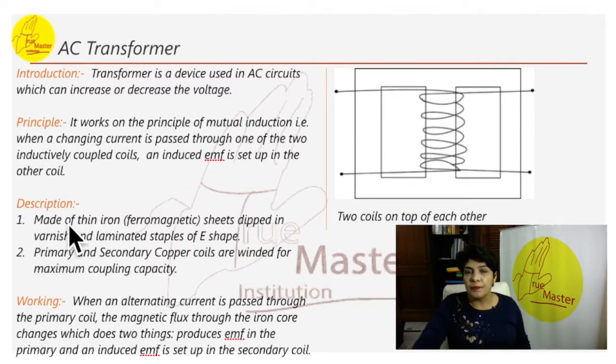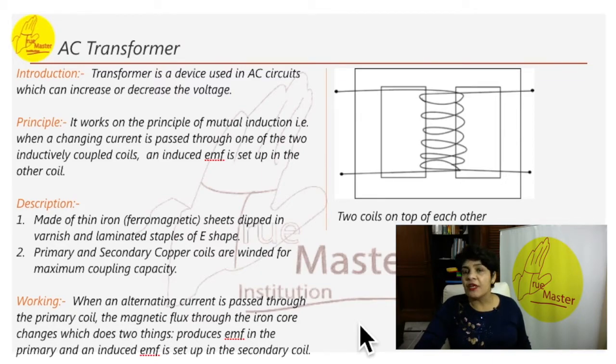So what is the description? It is made up of thin iron, ferromagnetic sheets. There are types of iron, and this one is ferromagnetic. It is made of iron ferromagnetic sheets dipped in varnish, laminated and stacked in an E shape. If you look carefully, this shape forms an E. So the shape is E. They are dipped in varnish, laminated and made of iron ferromagnetic sheets.